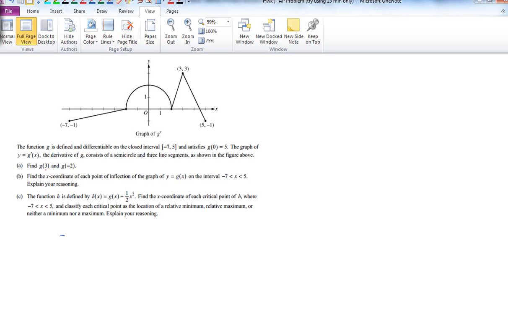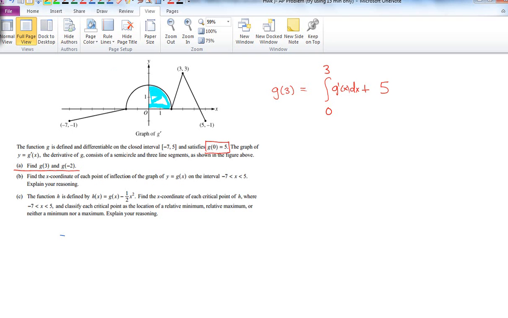Problem A requires that we find g of 3, and g of 3 is the integral of the area under g prime of x from 0 to 3 plus whatever g of 0 is. This happens to be an initial condition, so we're going to add our integral plus 5. So it's really asking, what is the area under the curve from 0 to 3?